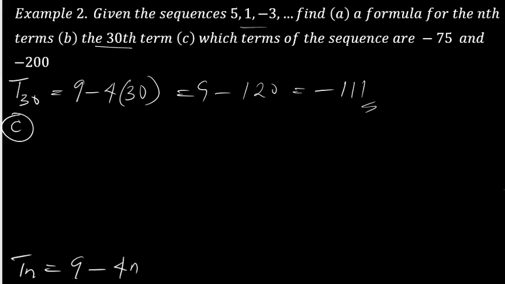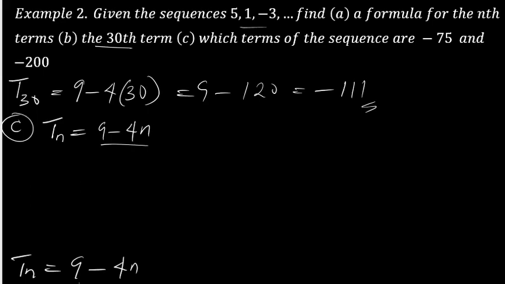Now, the C part of the question, we're asked to find the terms of the sequence which the values are minus 75 and minus 200. So which term of the sequence is minus 75? Let's start with minus 75. Now we've got the nth term to be 9 minus 4n, which is written down here. At which term do you have minus 75? So let's say it is the nth term. At the nth term you have minus 75.